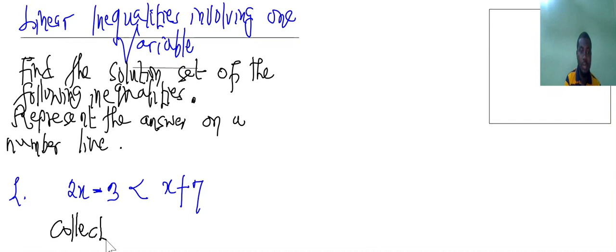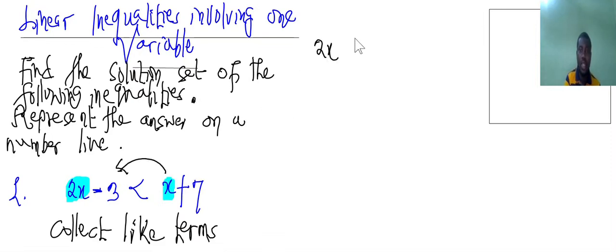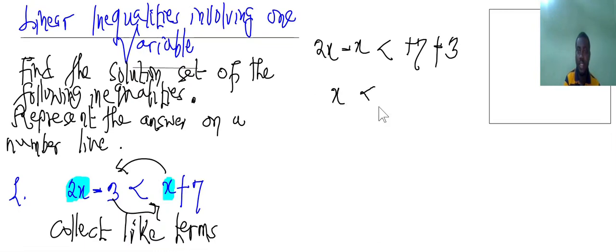Best to collect like terms, similar way we solve equations, just to strictly follow some inequality rules. x and x come together, so we have 2x. This is plus x to the left, turns to minus x. Similar equation rule. Less than, this is plus 7. Then negative 3 comes to the right, turns to plus 3. So 2x minus x obviously is x less than 7 plus 3, 10. x less than 10. So let's have the number line.